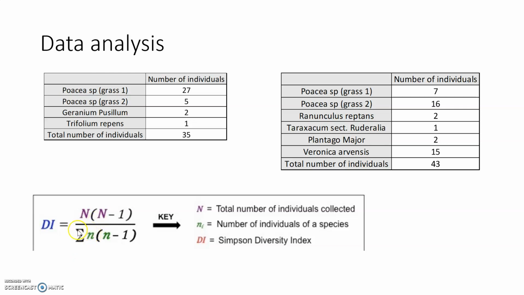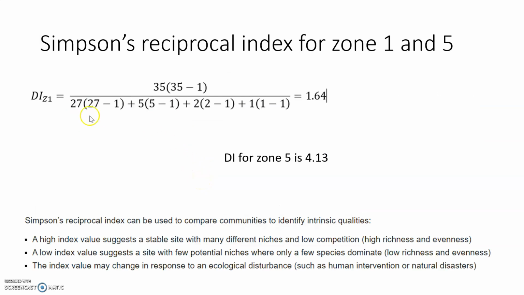So I would then sum the number of species 1, which is 27, times 27 minus 1, and then plus 5 times 5 minus 1, and so forth for all the different species represented in that zone. So this is the equation that I get for the diversity index for my zone number 1 when I write it out, and I get an index value of 1.64 for zone number 1. And when I do the same calculation, but for the species and number of individuals in zone 5, I get a higher number, 4.13.